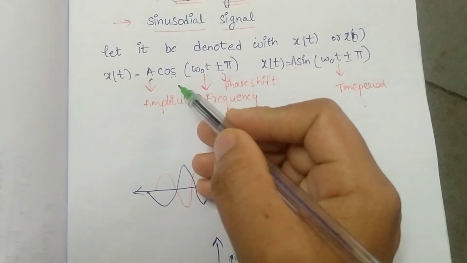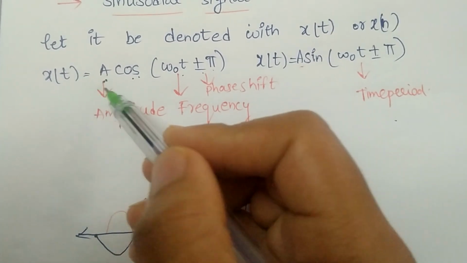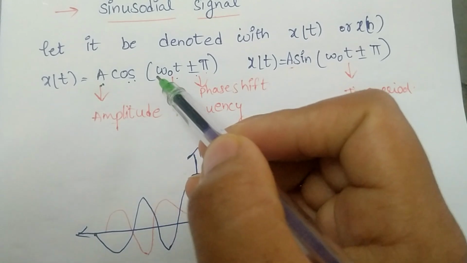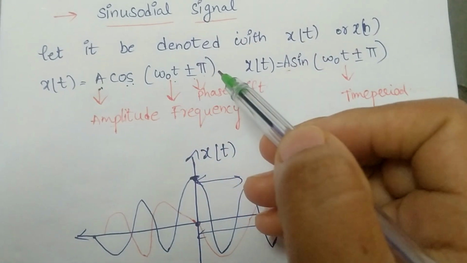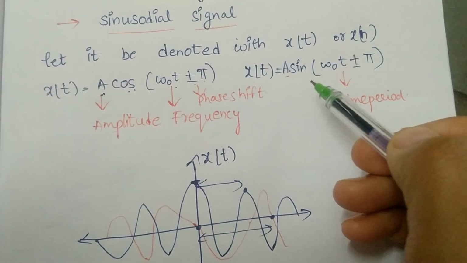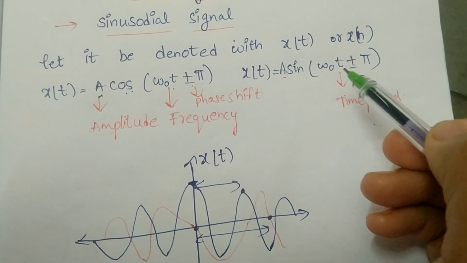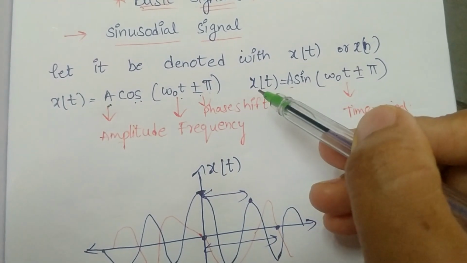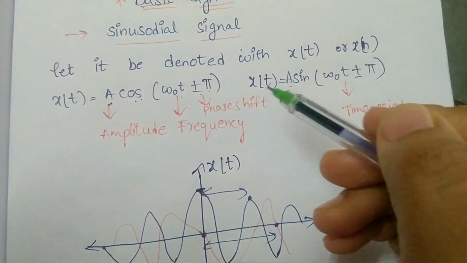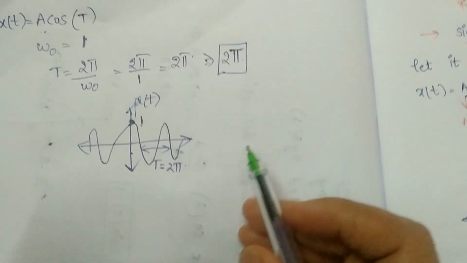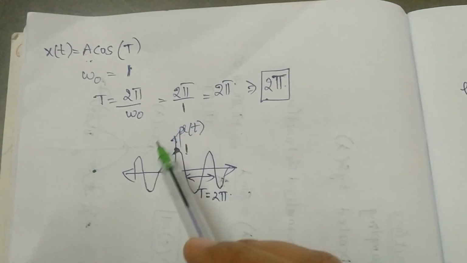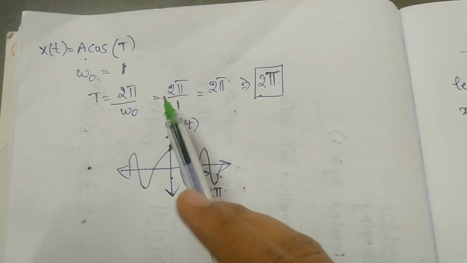Here we can observe one thing. In the discrete manner, there is only a replacement of t with n, right? x of n is equal to A cos(omega naught n plus or minus phi). x of n is equal to A sin(omega naught n plus or minus phi). There is only a replacement with n, and the discrete signal will change. Okay, then this is one more example we can trace by using the graph also. Then you will get the A cos t value, right?